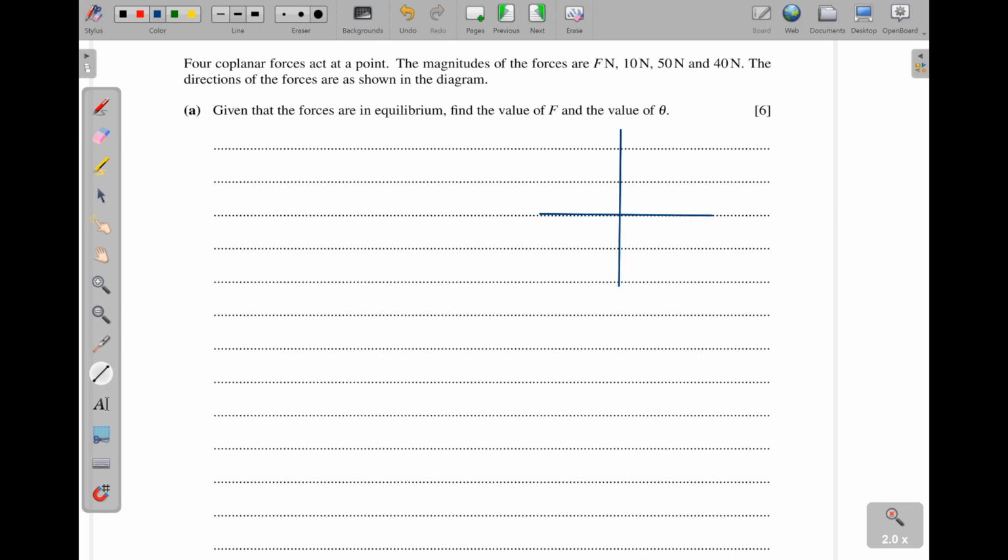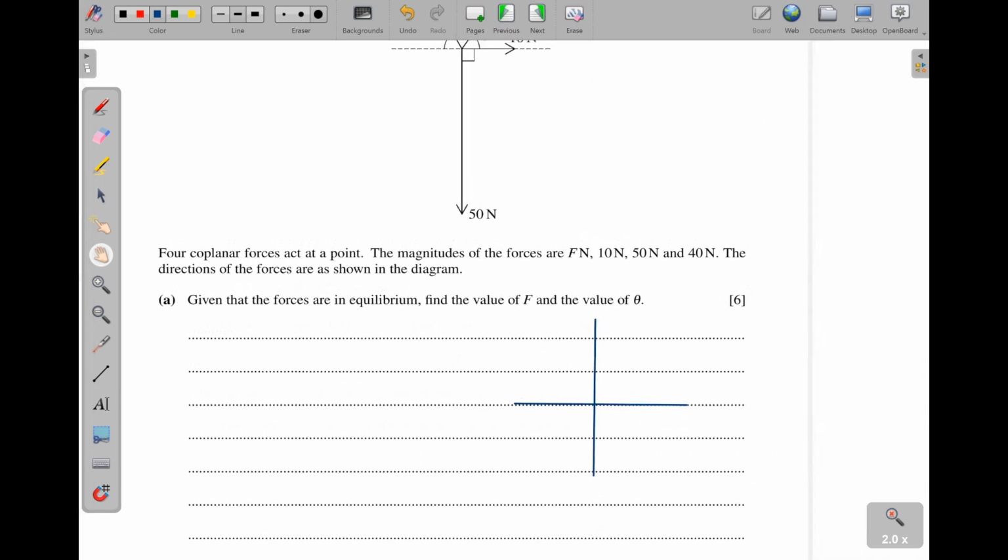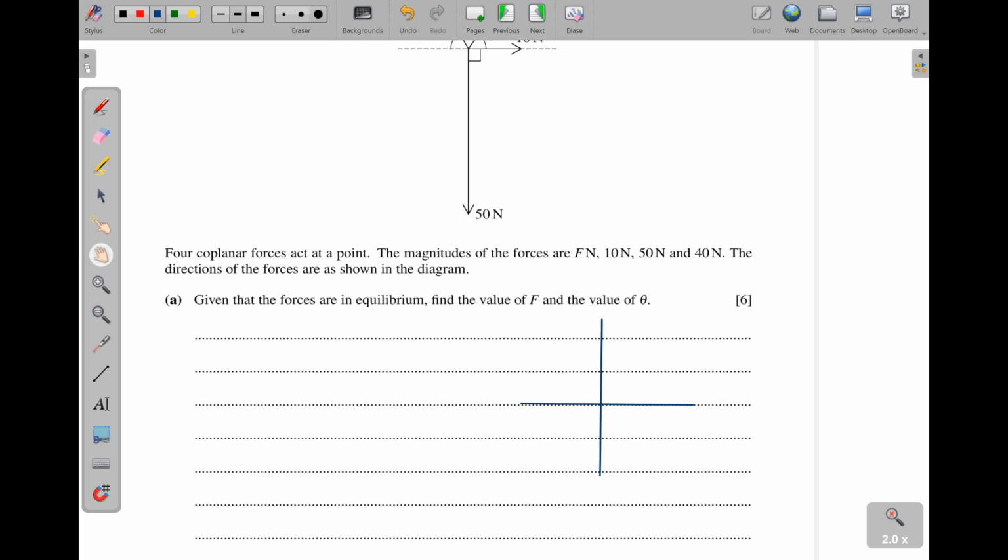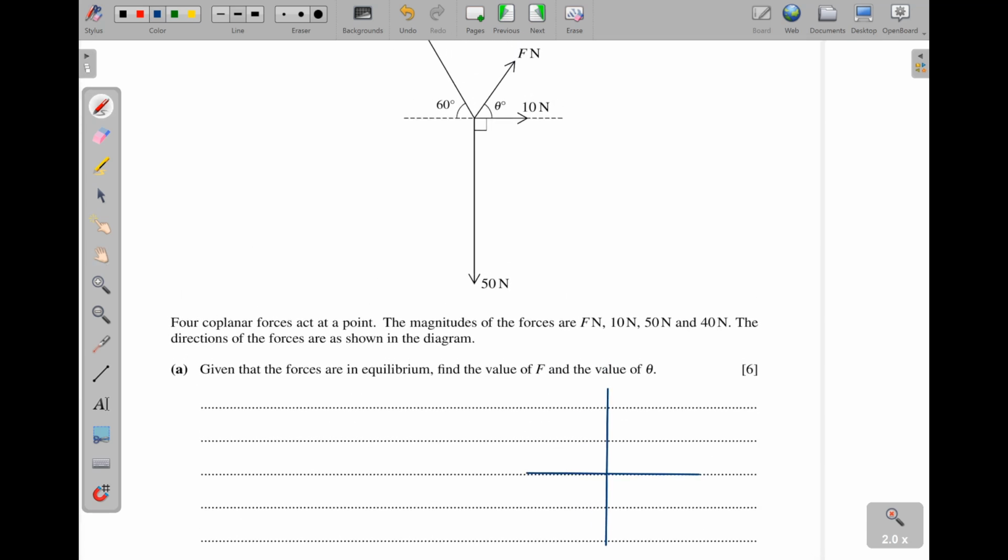So resolve the forces horizontally. On the horizontal here, we are getting 10 newtons. But there is also this one closed in here, so it is going to be F cos theta. And then when you open it up here, that vertical is going to be F sine theta.